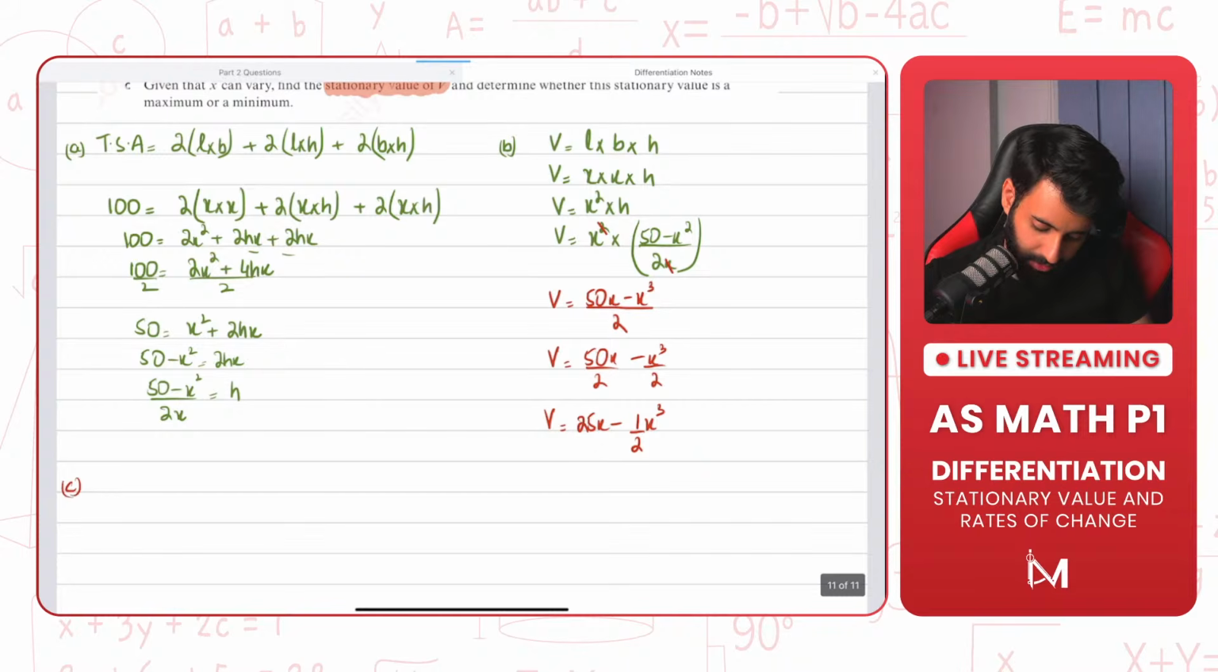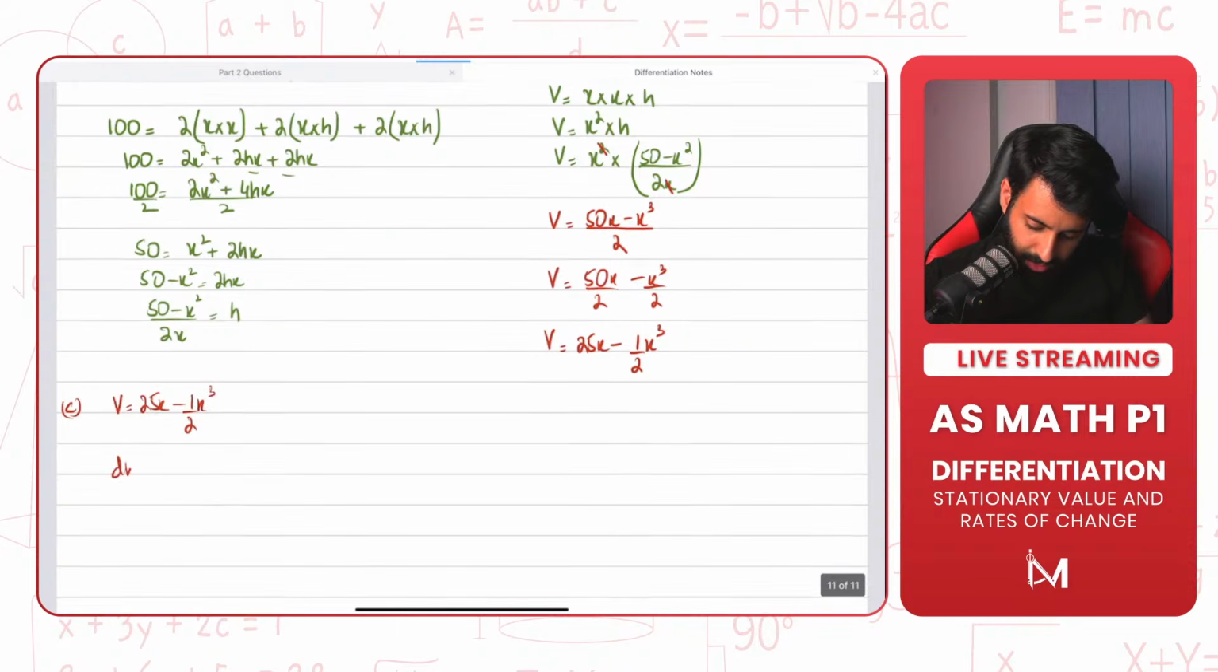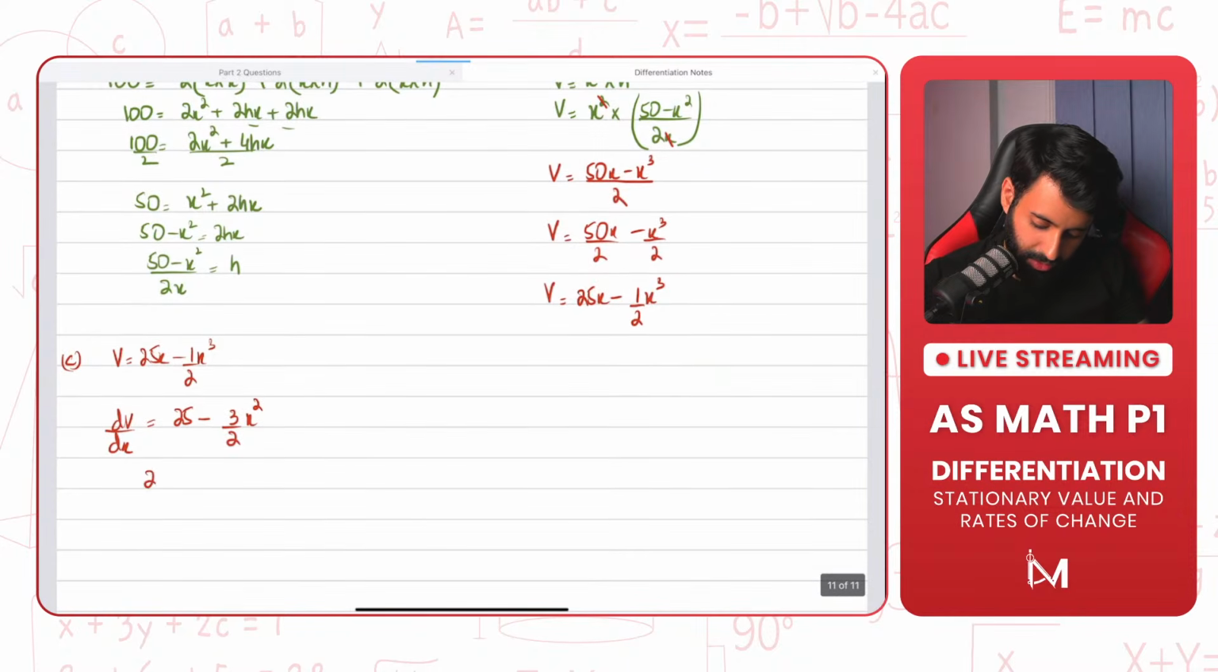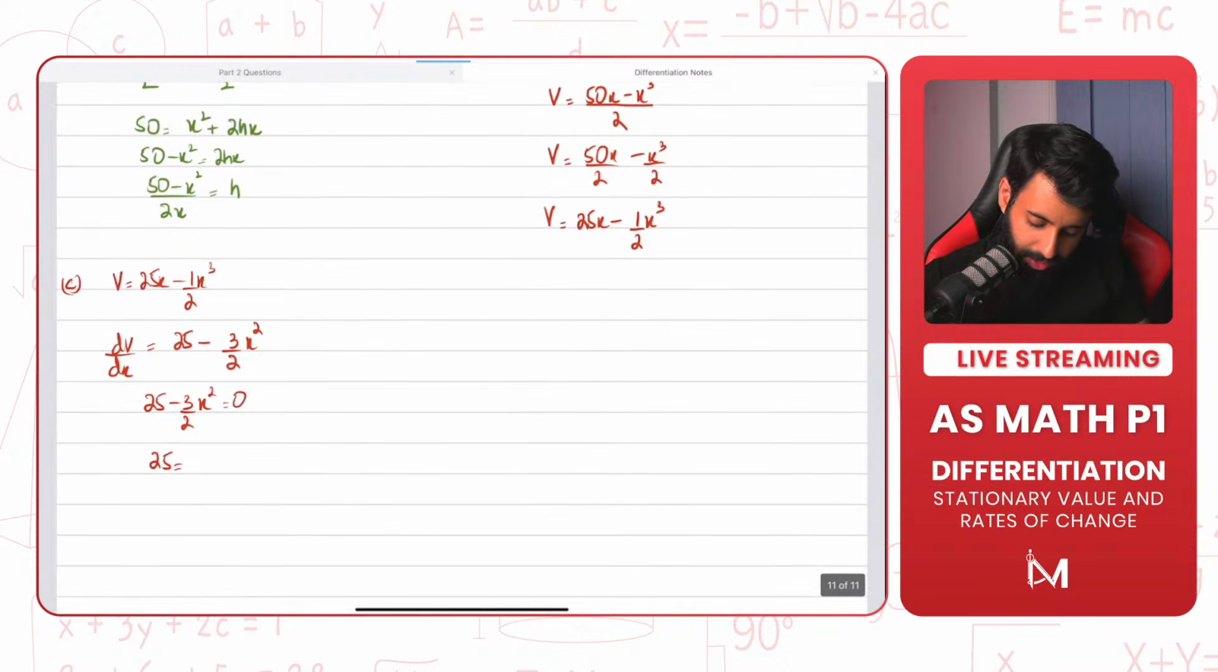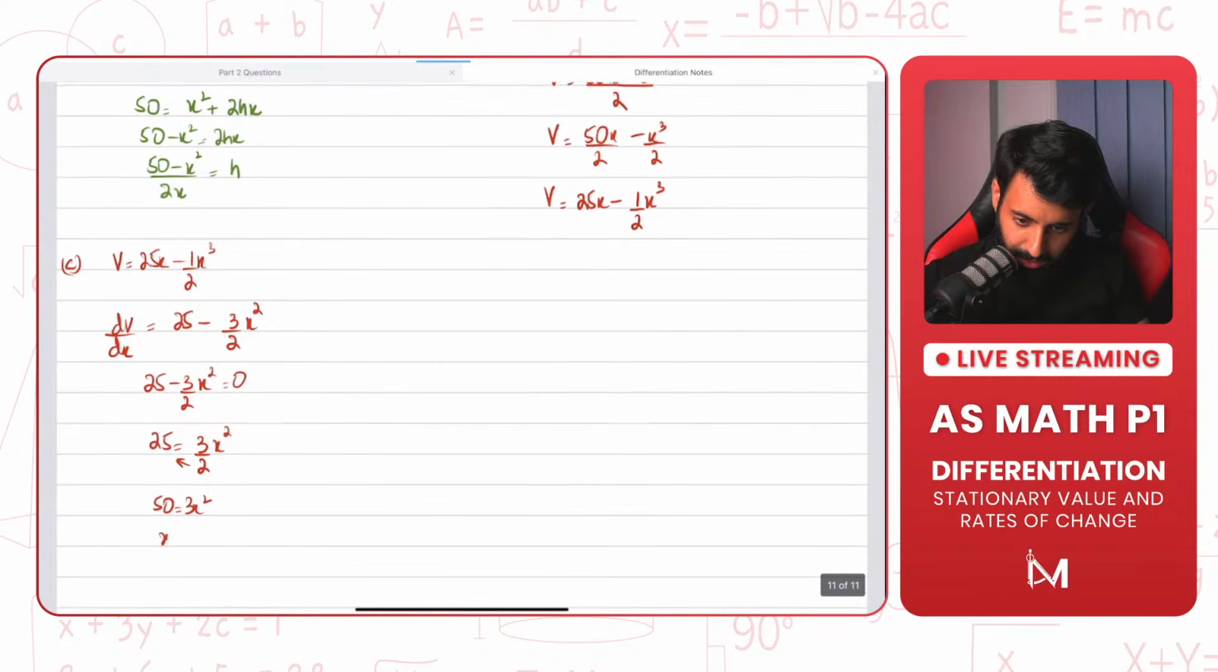In part C, we have v, which is equal to 25x minus half x cube. If you differentiate this, we get dv upon dx, which is equal to 25 minus 3 upon 2 x square. Now you equate it to 0. So that means 25 minus 3 upon 2 x square equals 0. So 25 is equal to 3 upon 2 x square. Cross multiply. So 50 is equal to 3x square, which means x square is equal to 50 upon 3.